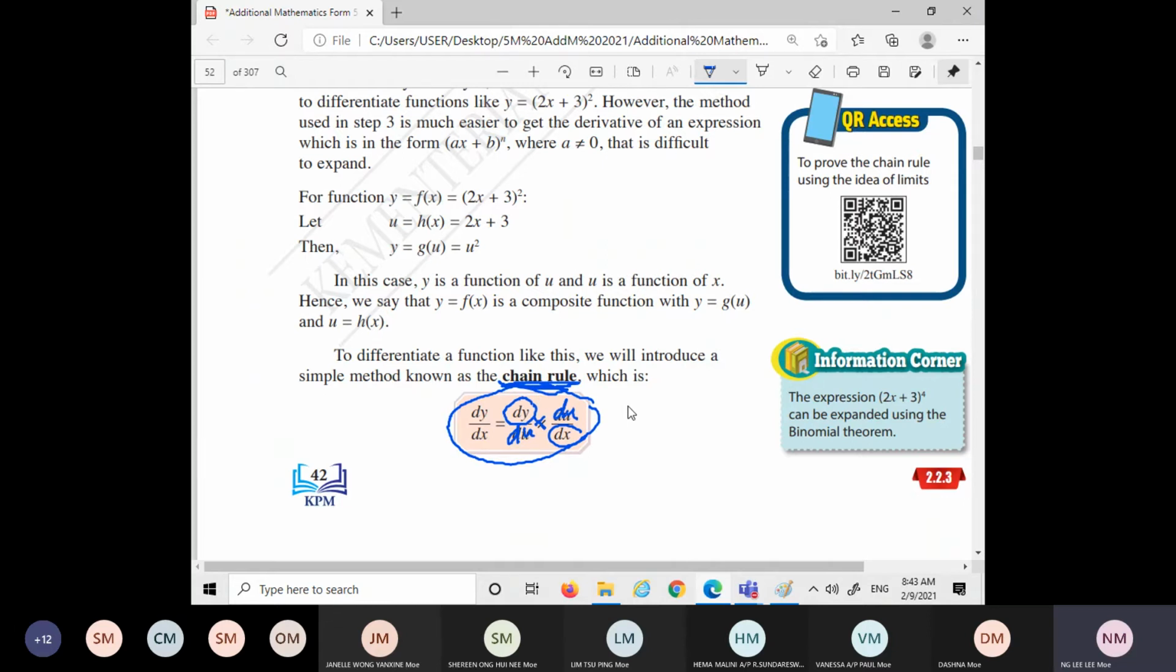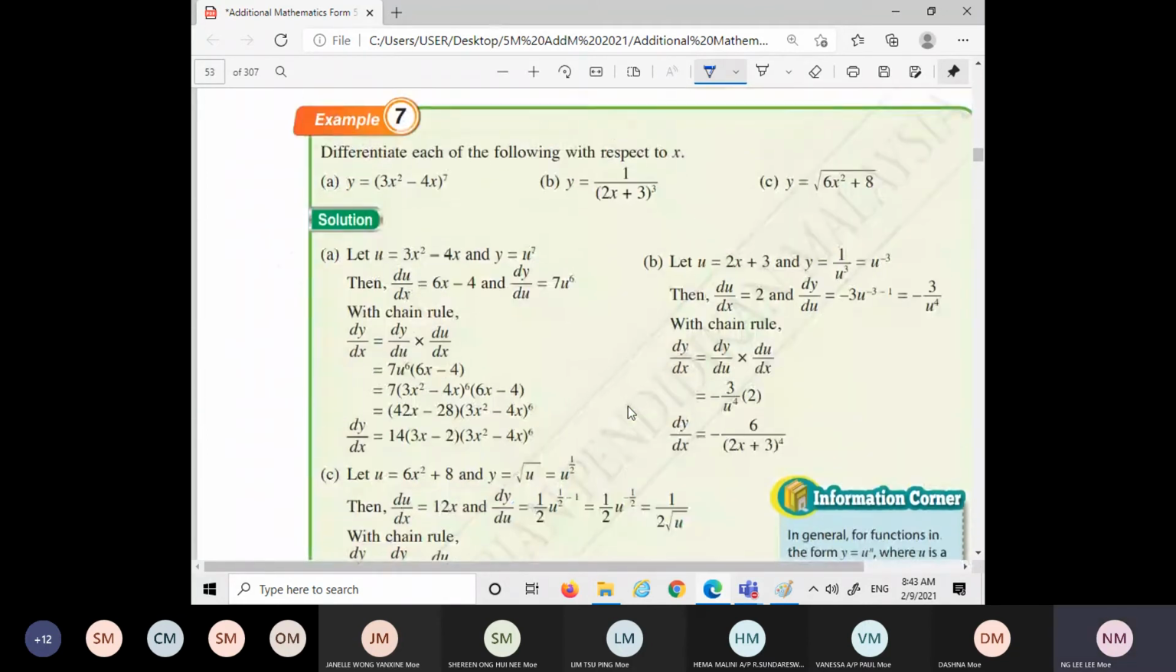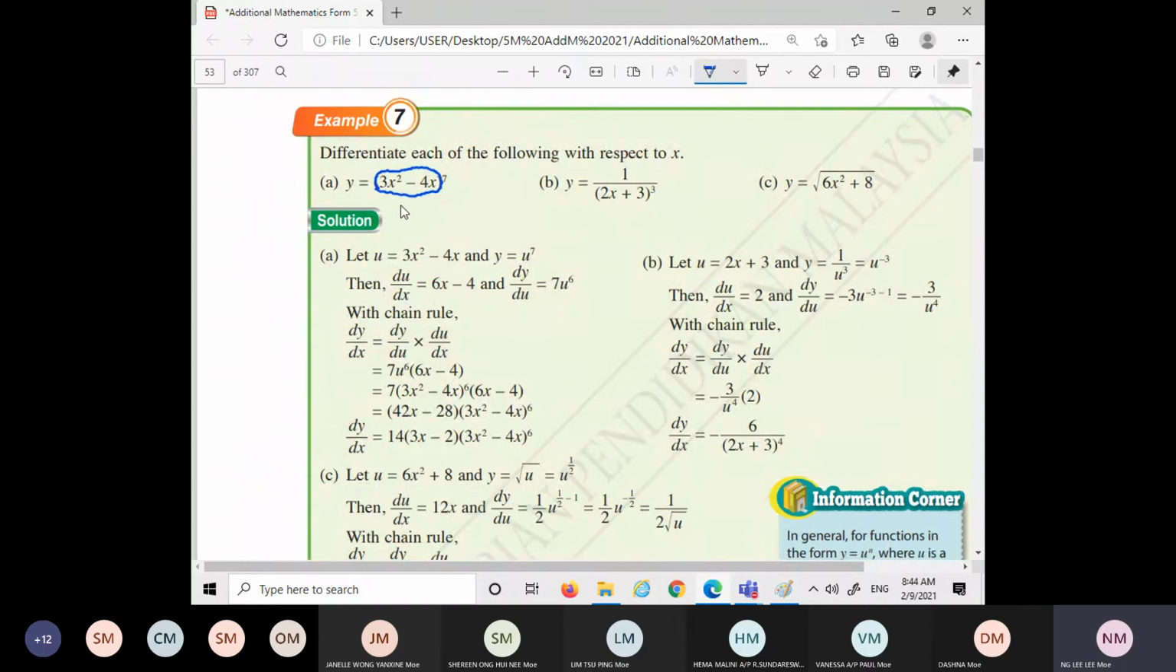I will show you a few more examples here. Look at example 7. Differentiate each of the following with respect to x using chain rule. Same thing, you see, power 7. So big. First, I'm going to let this be u. So u equals 3x squared minus 4x. First step.